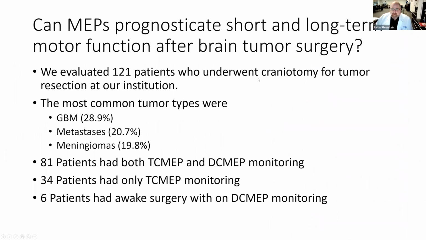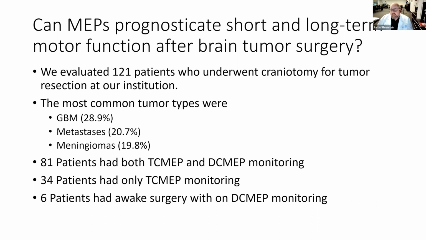So we decided to start looking at whether motor potentials can prognosticate short- and long-term motor function in brain tumor surgery. We evaluated 121 patients who underwent craniotomy for tumor resection at our institution. The most common types of tumors we saw were glioblastoma multiforme, metastases, and then meningiomas. 81 patients had both transcranial motor potential and direct cortical motor potential monitoring. 34 patients only had transcranial motor potential monitoring.